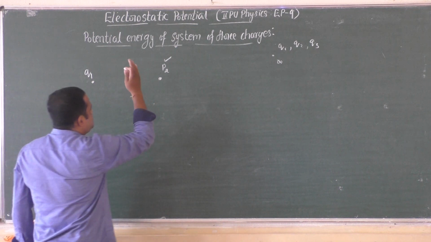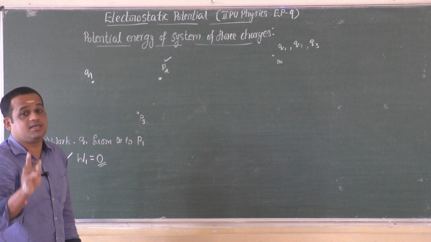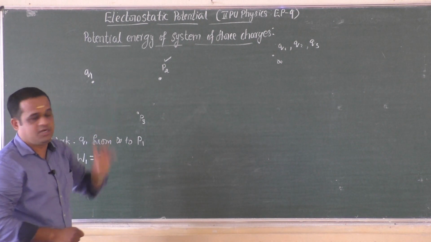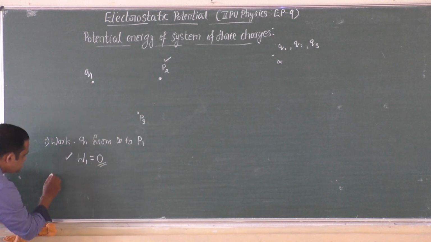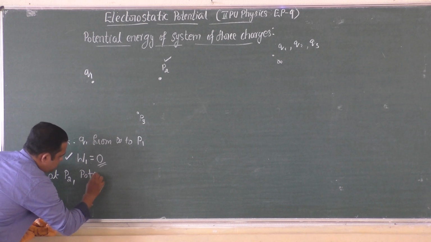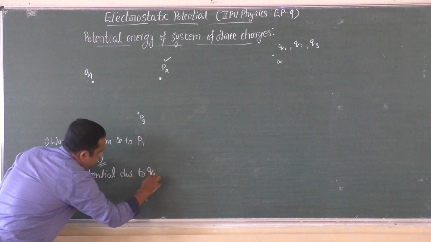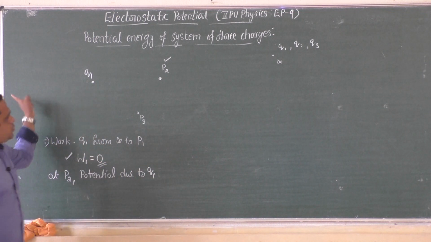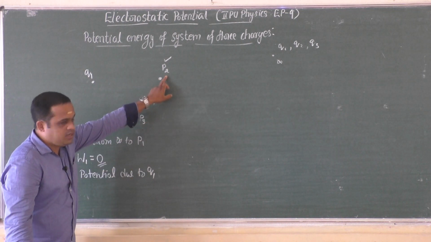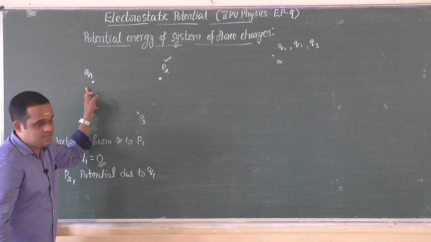Before bringing that, let us calculate the potential at this point. What is potential? Potential is the amount of work done in moving unit positive charge from infinity to point P2. Now, at point P2, the electrostatic potential due to Q1: Q1 is there, it produces electric field, and inside the electric field we know that potential will be there. So point P2 lies inside the electric field of Q1, at a finite distance.